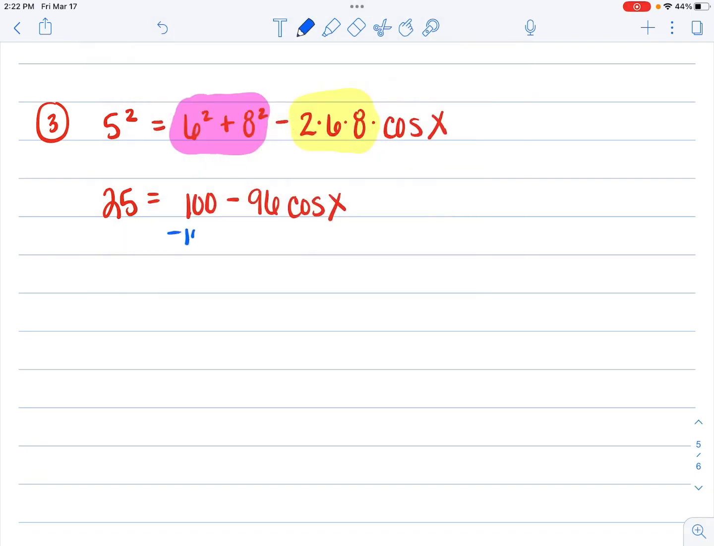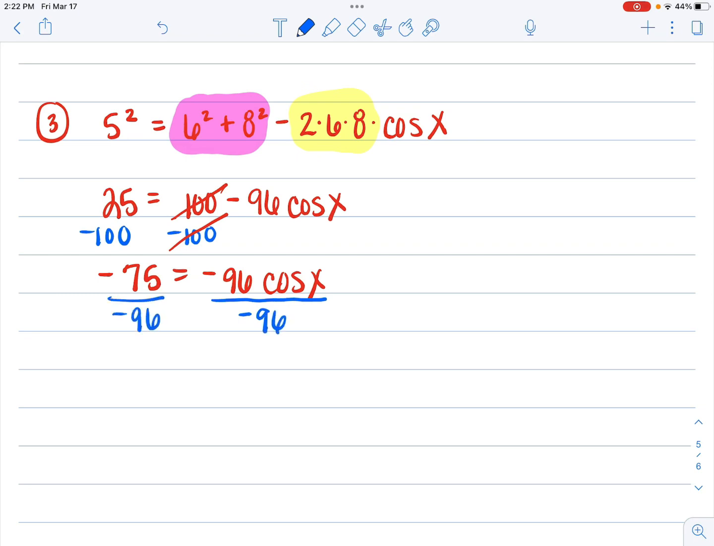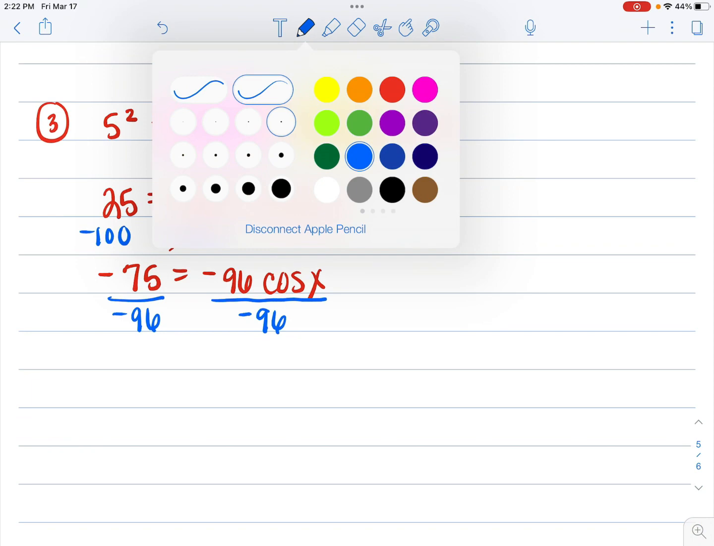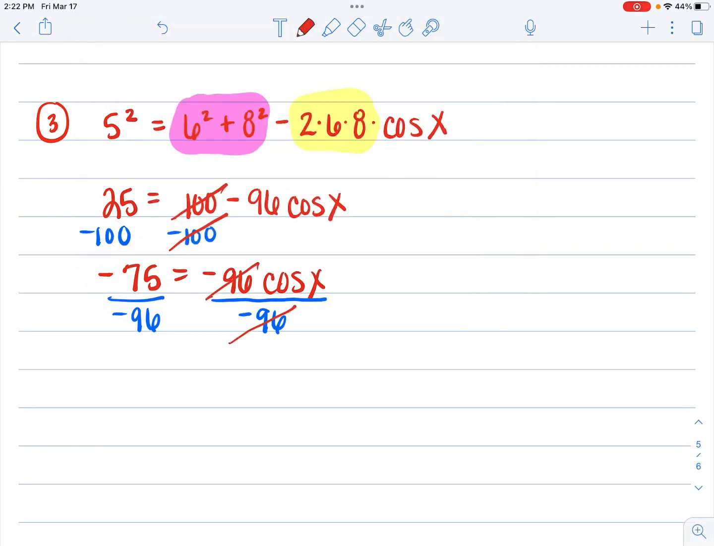All right, my next step, I will be subtracting 100 from both sides. Of course, that's going to equal a negative 75 over here. These two add out. I get a negative 96 here, cosine x. And then I know that I'm going to be dividing by the negative 96 on both sides. And one more time, I'm looking for an angle. So since I'm looking for an angle, I know I'm going to do the inverse cosine. And again, I'm going to type in 75 over 96.